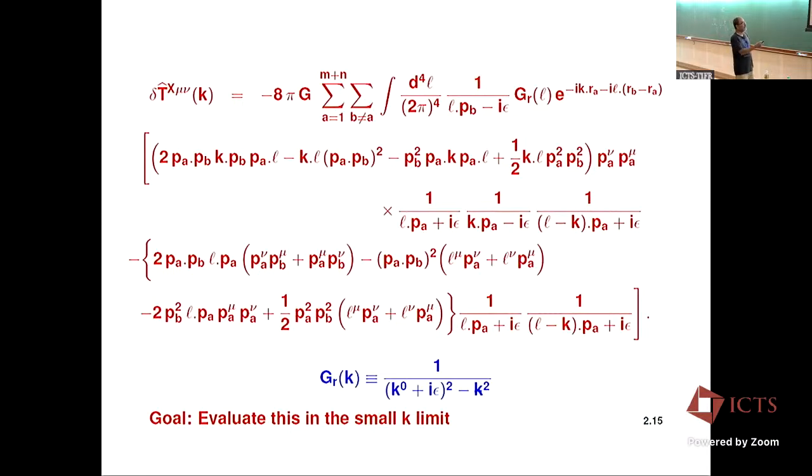So now the idea is that we want to evaluate this in the small k limit, and what we are looking for is a singular term, right? If you recall, at the next order we are expecting some log omega term. And so what we are looking for is a log omega contribution from this integral.